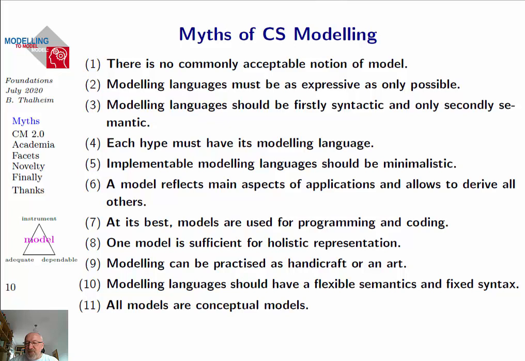Modeling can be practiced as handicraft or maybe at its best as an art. That is also problematic because models and modeling should have at least a good and sound foundation. And for this reason we need to have a science of modeling. Maybe we will have later a culture of modeling. Modeling language should have a flexible semantics and fixed syntax, that is what the UML communities are claiming.